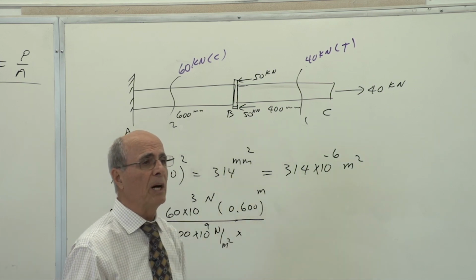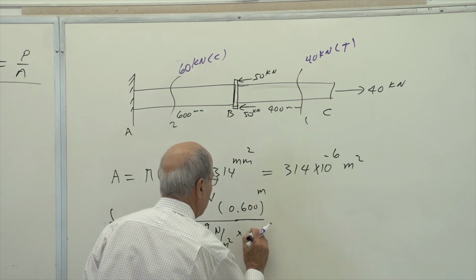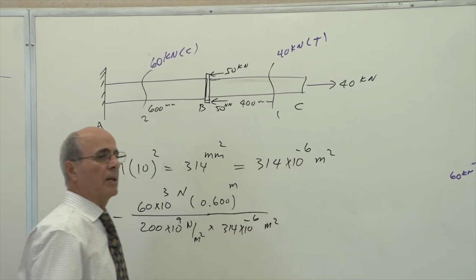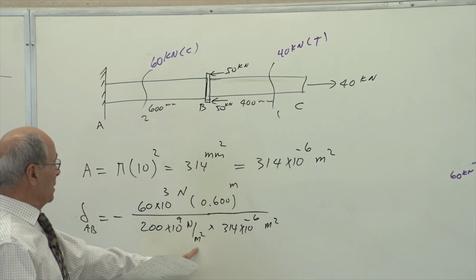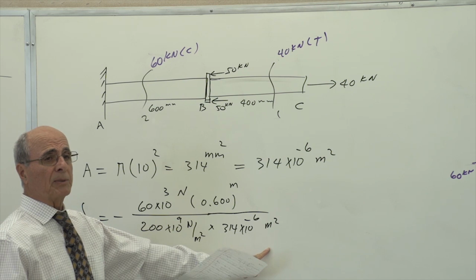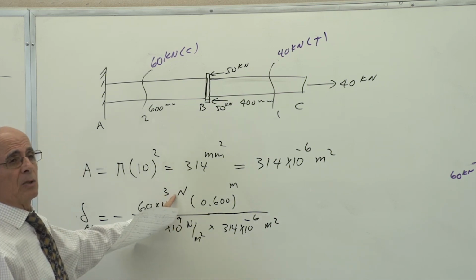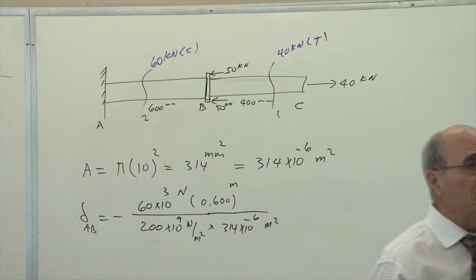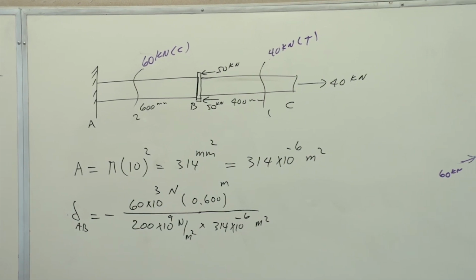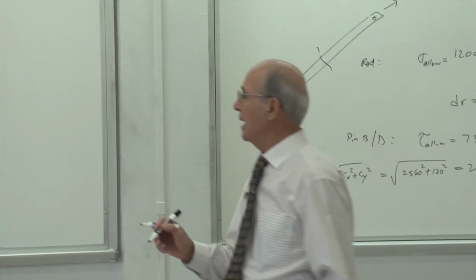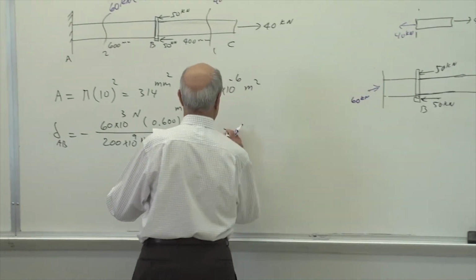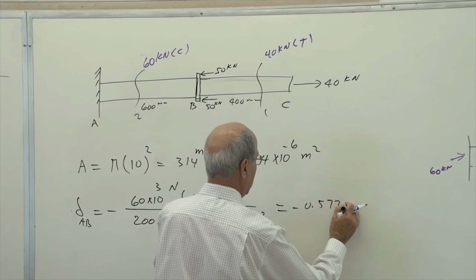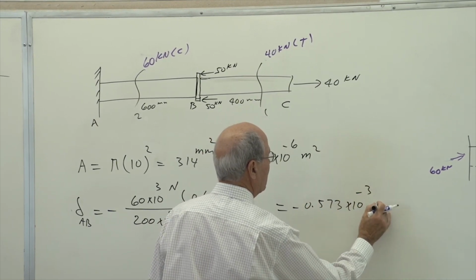Multiplied by what? Multiplied by area, which is 314 times 10 to the power of minus 6 meter to the power of 2. Now look what had happened. This meter to the power of 2, that meter of 2 drops out, yes or no? That Newton and that Newton drops out, so the delta will be in meter. If you want, you can multiply it by 10 to the power of 3 to get it in millimeter. But usually we leave it at that. So this ends up delta AB to be equal to minus 0.573 times 10 to the power of minus 3 meter.